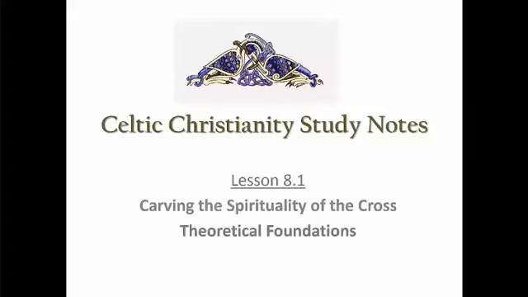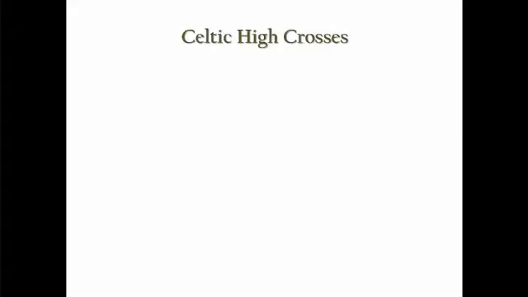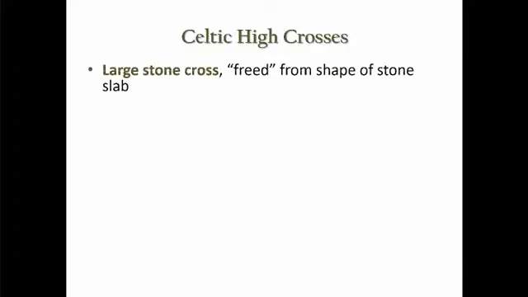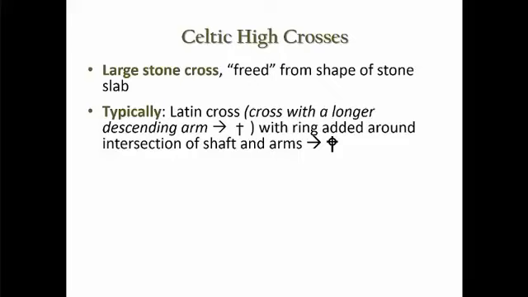The Celtic High Cross is perhaps one of the most recognized symbols of Celtic Christianity. It is a large stone cross which has been freed from the shape of the stone surrounding it. Typically, this takes the form of a Latin cross, which is a cross with a longer stem in comparison to the arms, with a ring added around the intersection of the shaft and arms.